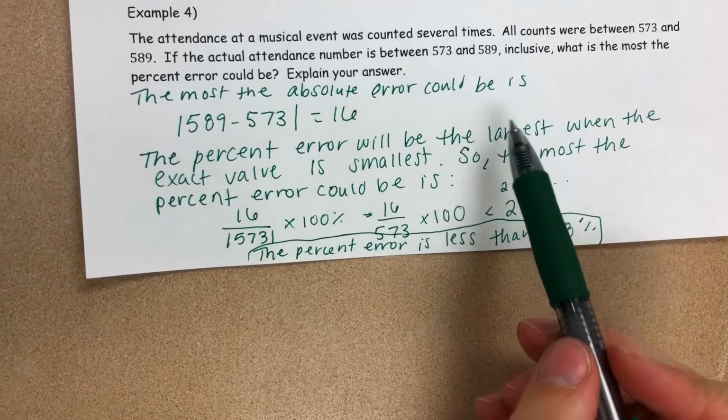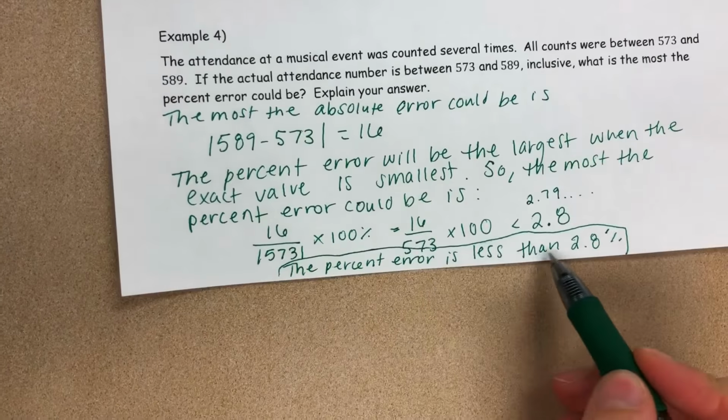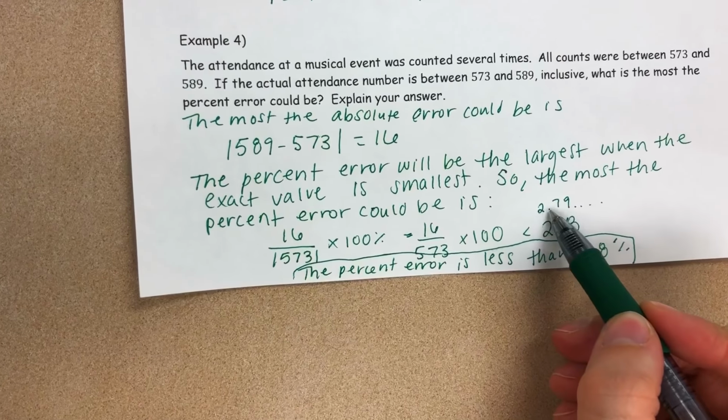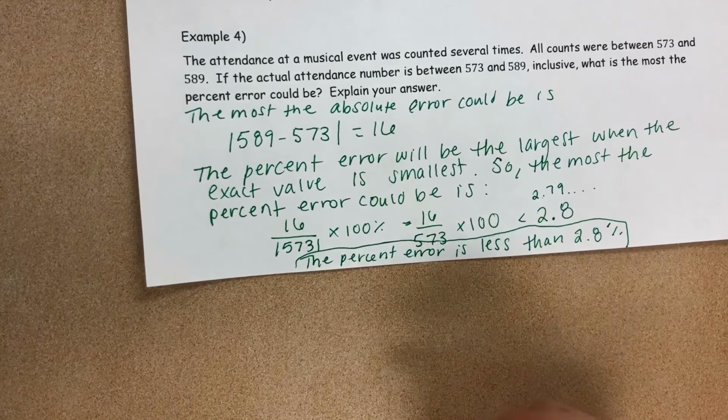Remember back up at the top, what is the most the percent error could be? So it's got to be less than 2.8. And that makes sense because we rounded up. So it's definitely going to be less than 2.8.